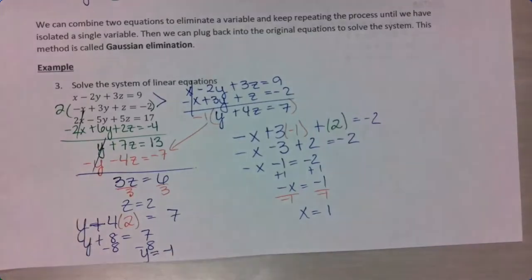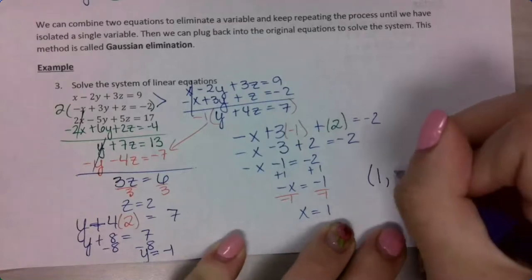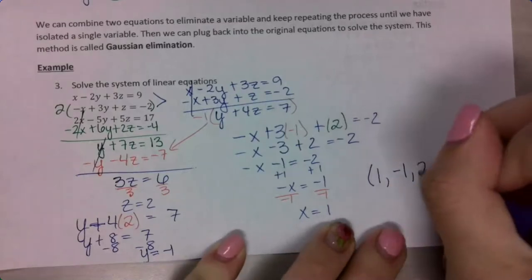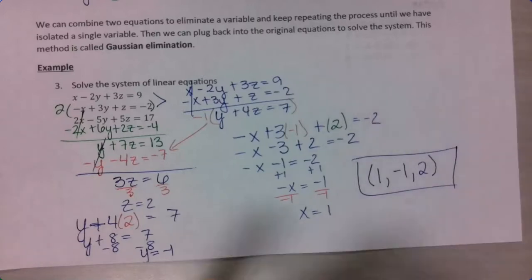So my final answer should be a coordinate point. It's going to be 1, comma, negative 1, comma, 2, because it goes x, y, z. It always goes in alphabetical order. So if for some reason I'm solving a system and the letters are like W, V, U, I would go in order of U, V, W when I write it out in my point.